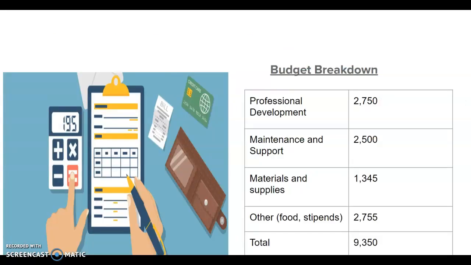The budget will focus around 4 main parts: professional development, maintenance and support, materials and supplies, and other things such as the food and stipends. In total, we will be spending $9,350.